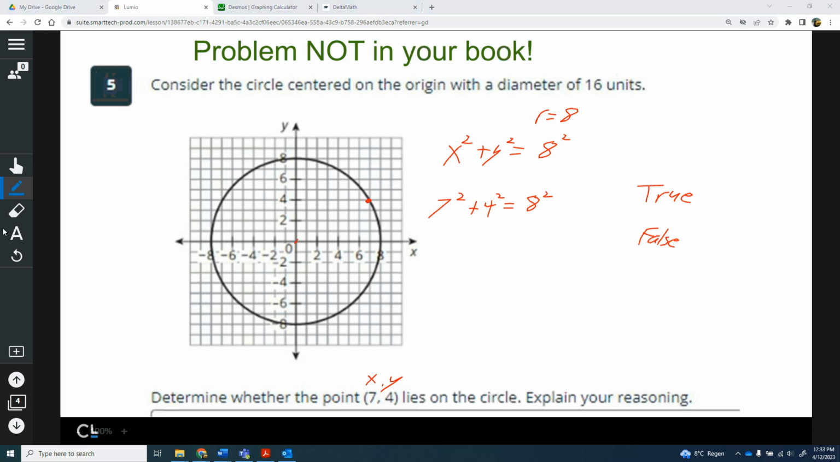So 7 squared is 49. 4 squared is 16. And if I add those together, I get 65. But 8 squared is 64. So while these two are incredibly close, the exact point 7, 4 is not on the circle. And I would explain, I made the equation, and I put in the x, y, and I got the answer.